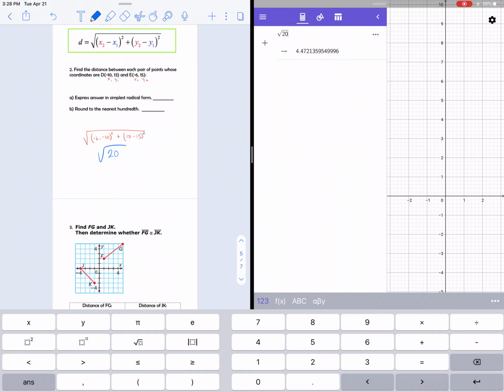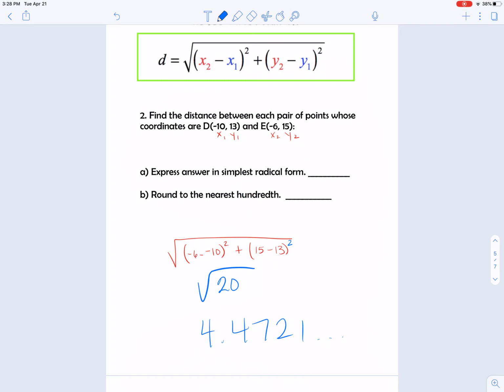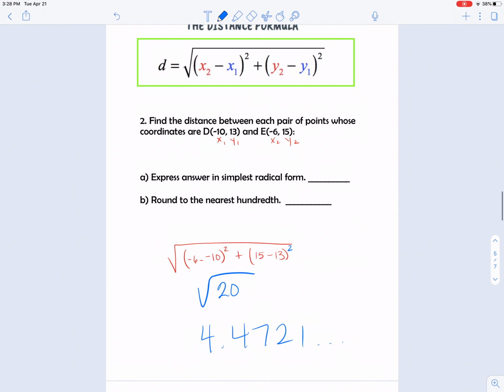Square root of 20 is 4.4721 dot dot dot. Nearest hundredth, you want 2 decimal places. So I'm going to look at the third, and it's going to be 4.47. Then to do simplest radical form, I break it down to the biggest perfect square that goes into 20, which is 4 times 5. And then the square root of 4 is 2, and the radical 5 comes down. So 2 radical 5 for simplest radical form.